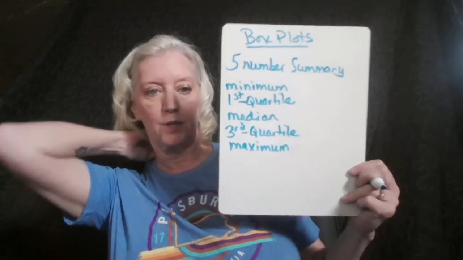They are the minimum, the first quartile, the median, the third quartile, and the maximum. That is your 5-number summary.